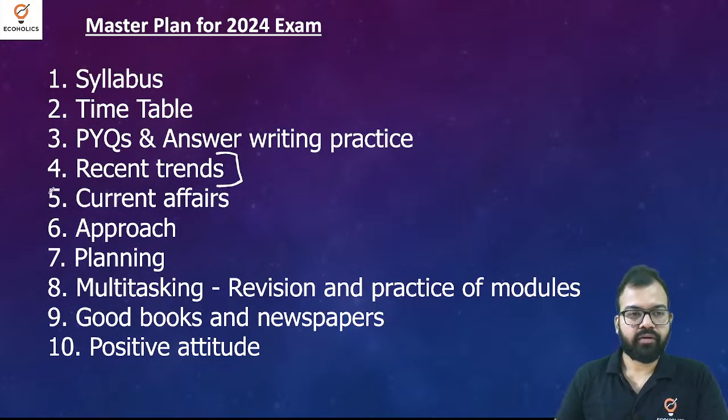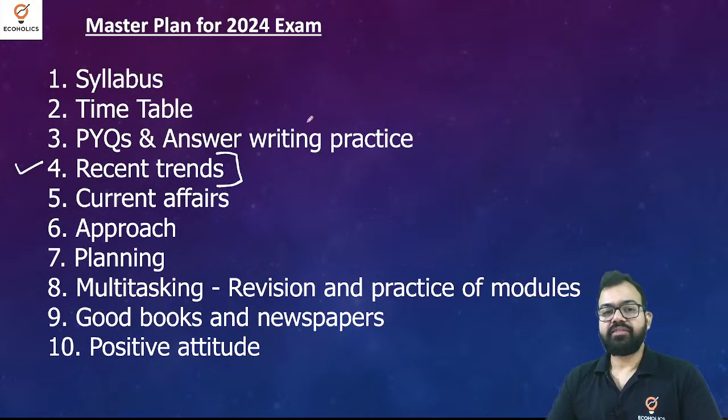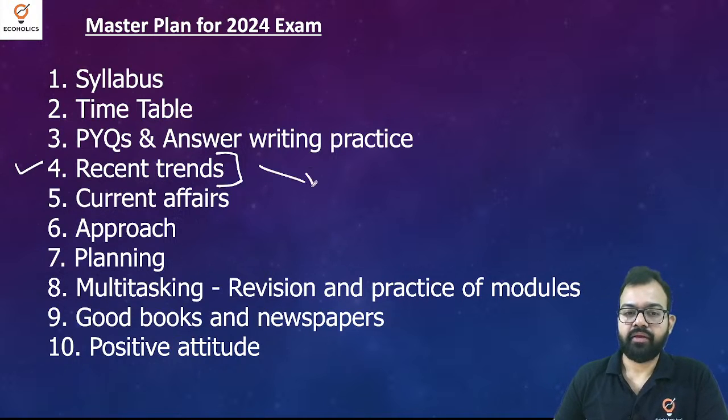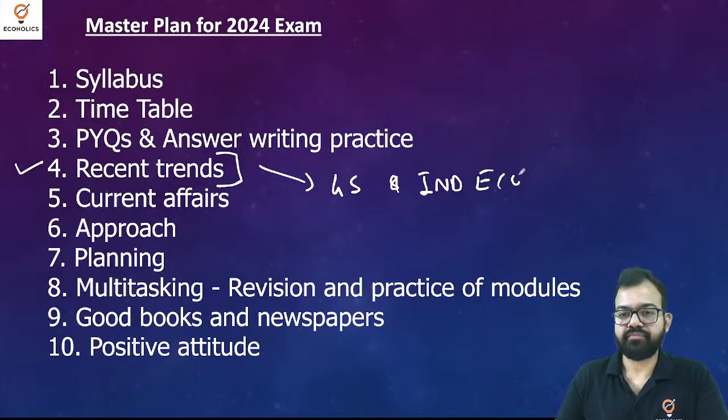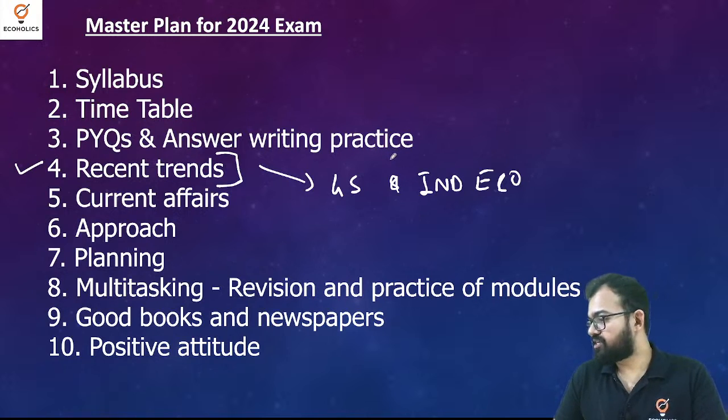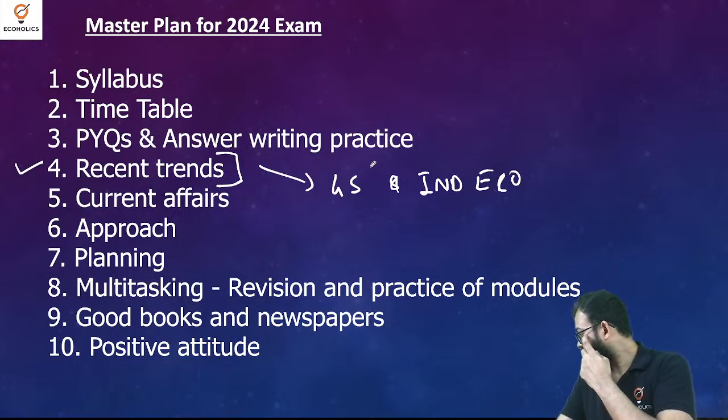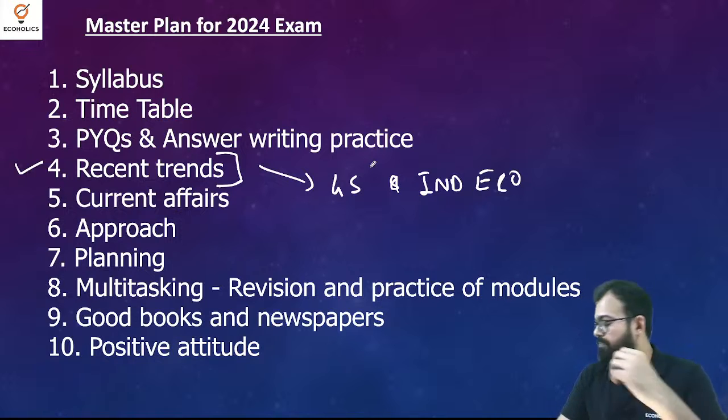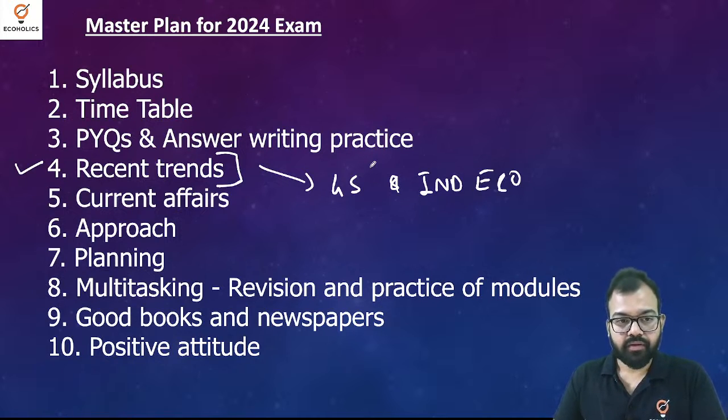Fourth one. Recent trends. Recent trends are vital, especially in the GS subject and Indian economy. Although in other subjects also, like in international economics, paper 2 is also very important for recent trends. Then again in macroeconomics, inflation, banking related topics, financial market, these all are related to recent trends. So these are important things, recent trends, in order to understand.